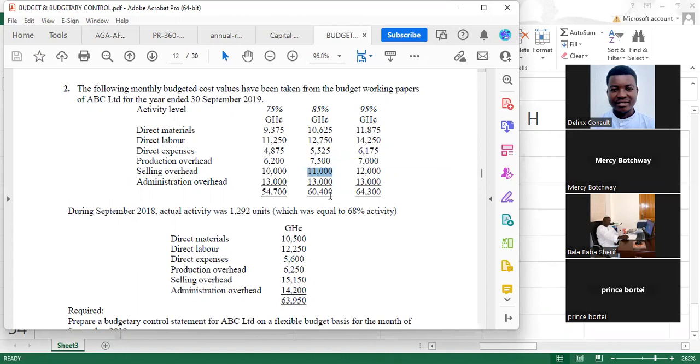$12,000 minus the lowest one, which is $10,000, divided by 20. That will be 100. Then you perform the test and see whether there is a fixed element there.